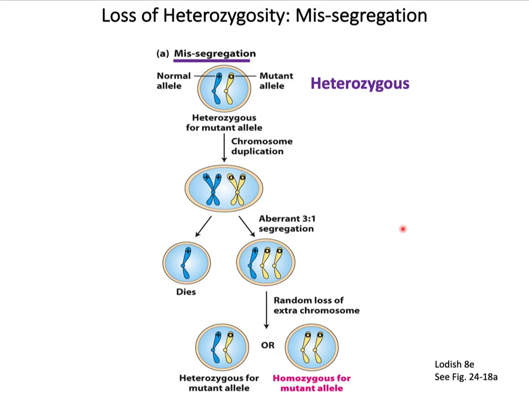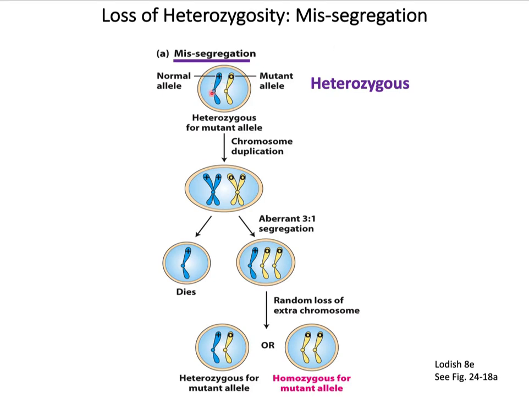The other way is through the loss of heterozygosity. And this can happen in two ways. The first way is missegregation. When cells divide, we covered this in the cell cycle, you have appropriate segregation of chromosomes to the daughter cells. And we looked at the very exquisite controls that regulate the segregation event during mitosis.